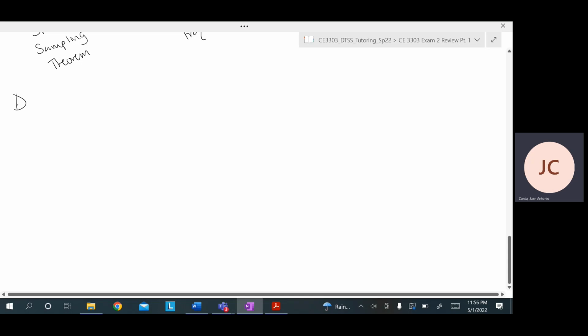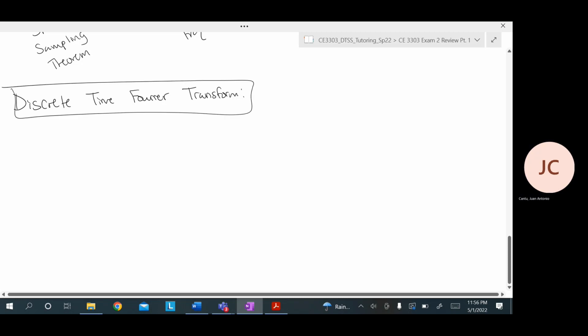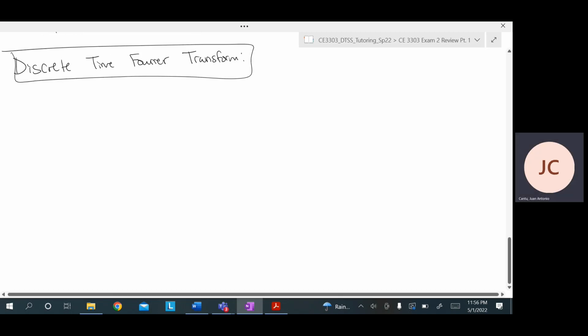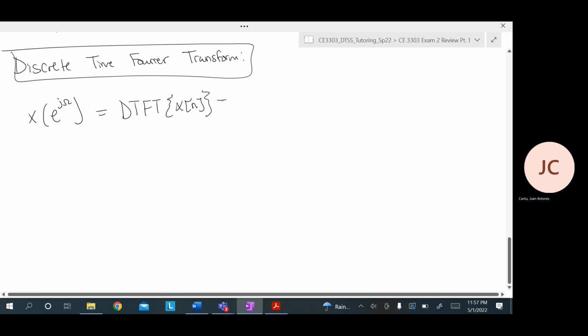Now let's go ahead and actually get to the discrete time Fourier transform. So the discrete time Fourier transform is quite similar to the Fourier transform you just saw. I will give the definition. X of e to the j omega, I'll explain all this in a bit, is equal to, we call this the DTFT of x of n, the sum as n goes from negative infinity to infinity of x of n e to the minus j omega n. Okay, this is our discrete time Fourier transform.